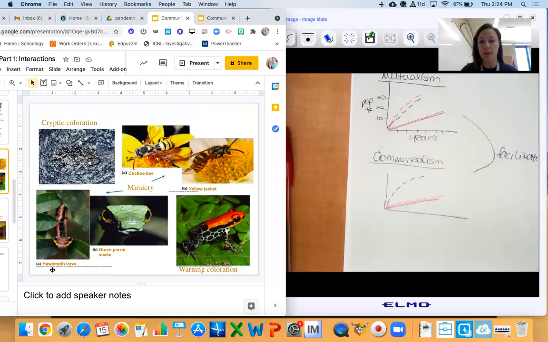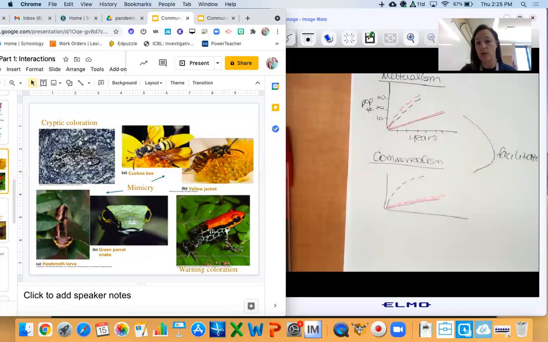Same thing with this caterpillar, this moth larva, and this snake. He's pretending to be a snake because he knows that you're probably scared of snakes and you're probably not scared of caterpillars. So that's mimicry, and that's kind of tied in again to this warning coloration or camouflage.